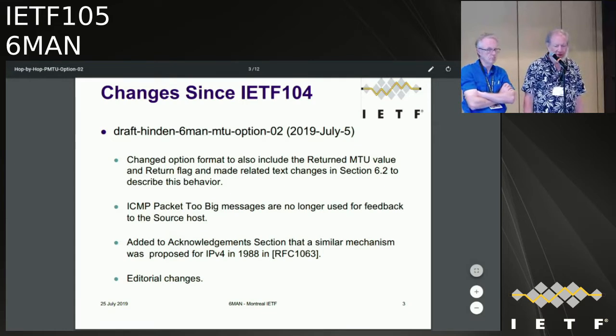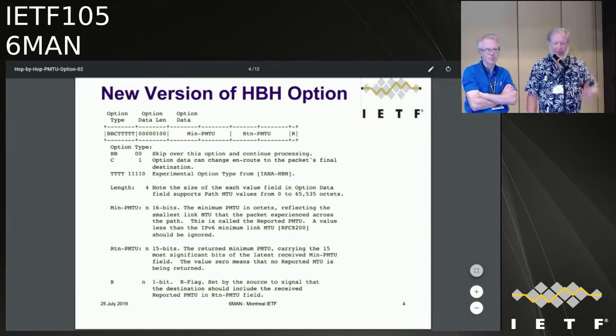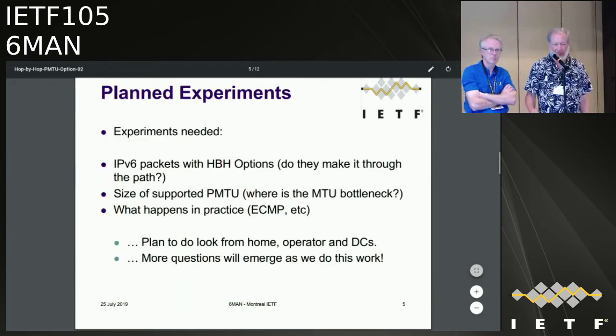We also added an acknowledgement section that there was a similar mechanism proposed in 1988 for IPv4 that didn't go too far because they abandoned it with the current IPv4 PathMTU discovery. Had they only known that, we wouldn't be doing this today. And a bunch of editorial changes. And here are the new formats. I'm sure you've all read the draft, but you can see the return flag at the end, and we named the fields instead of value one and value two. So this is what's in the current draft.